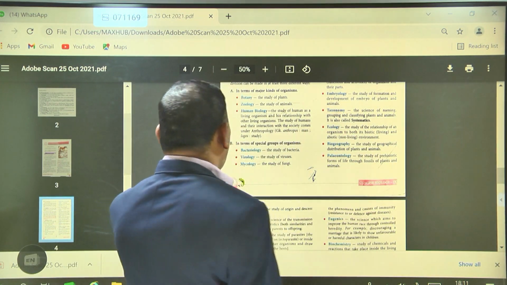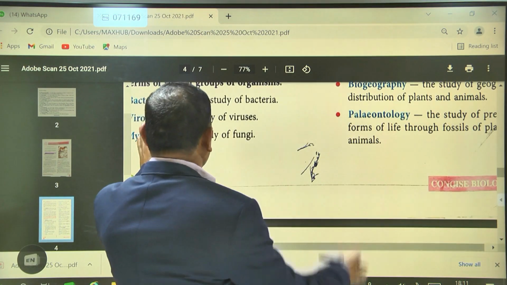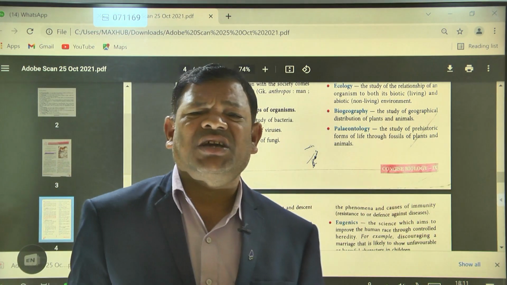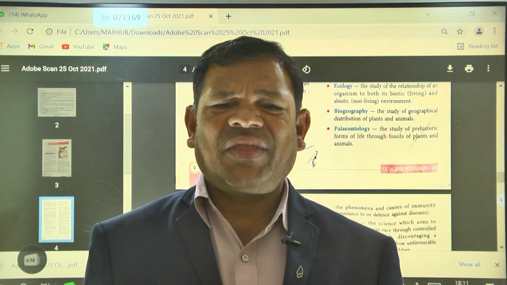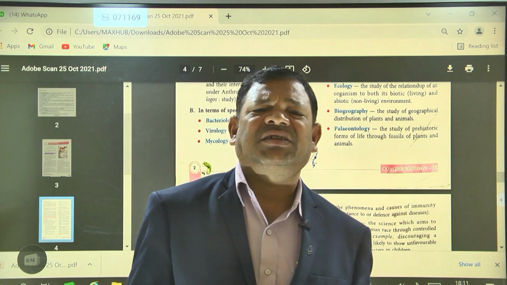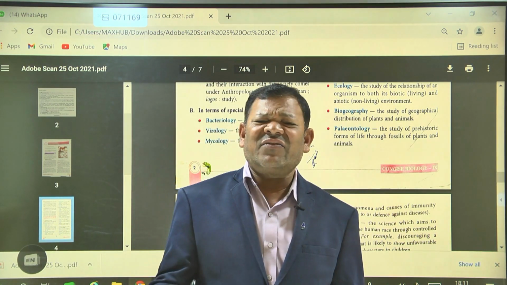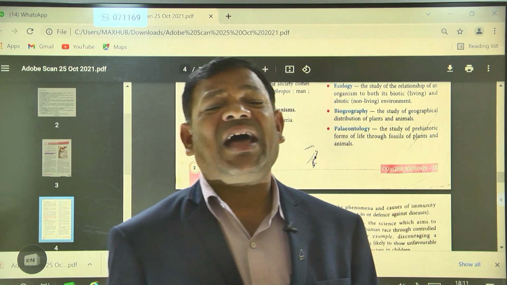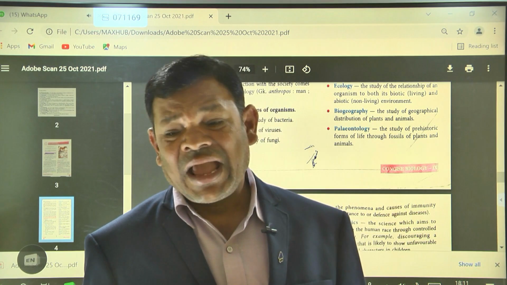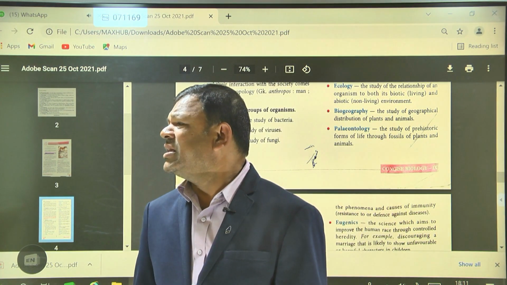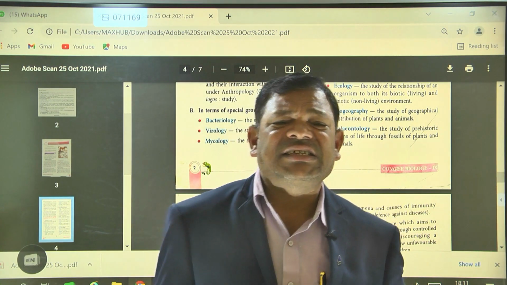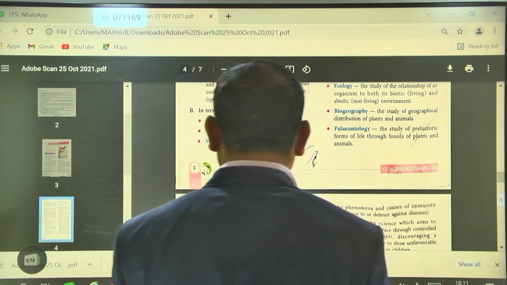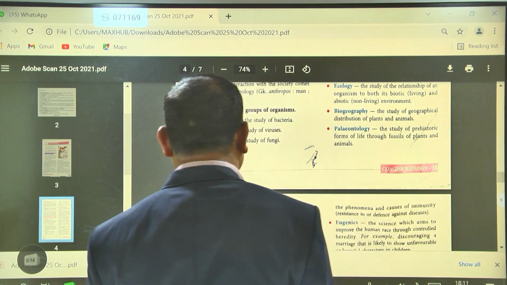Next one is virology. Virology means the study of viruses. Viruses are very small; we can see them with the help of the electron microscope. The electron microscope was discovered by Knoll and Ruska.